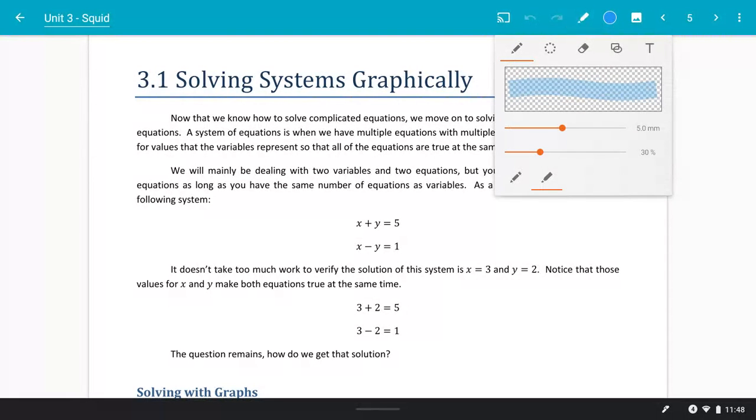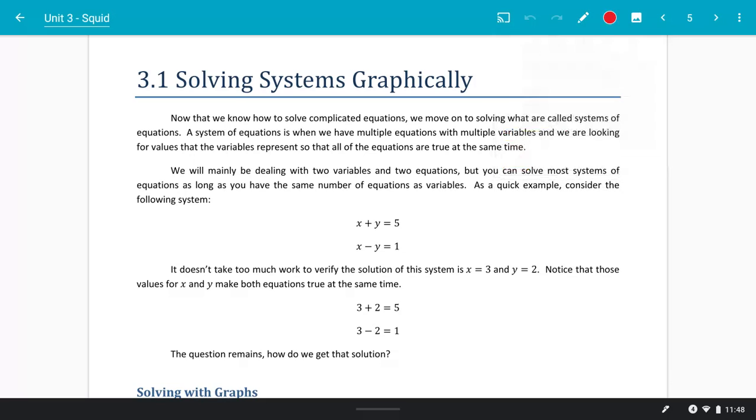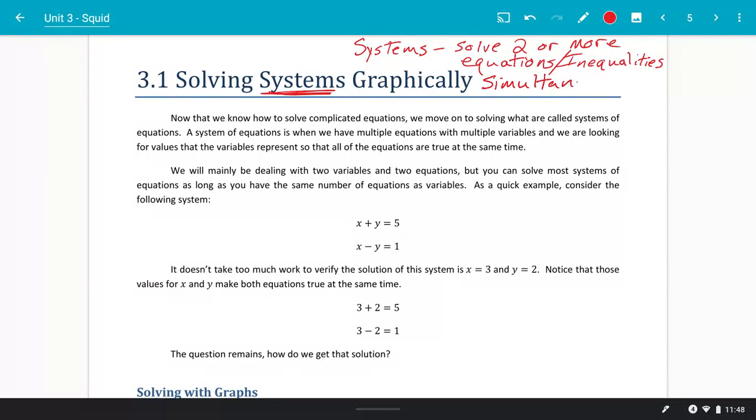Before I really get into the reading and highlighting, I want to remind you that systems of equations are when you solve two or more equations, or those could be inequalities. Remember, equations and inequalities are basically the same thing, just with a different sign. So we're solving two or more equations or inequalities simultaneously.